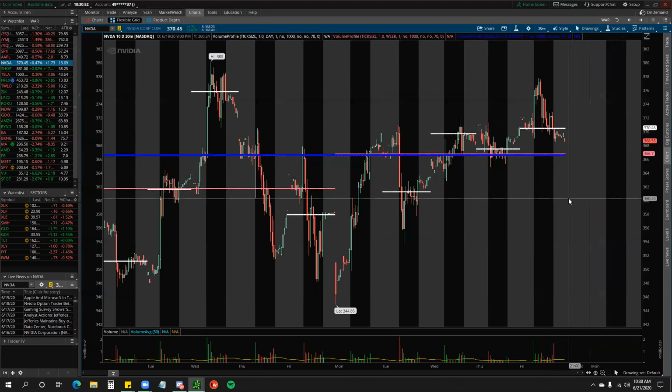So again, monthly point of control, that's where the most amount of volume has been done all month. That's the main liquidity spot. And again, guys, stocks go back and forth to liquidity.